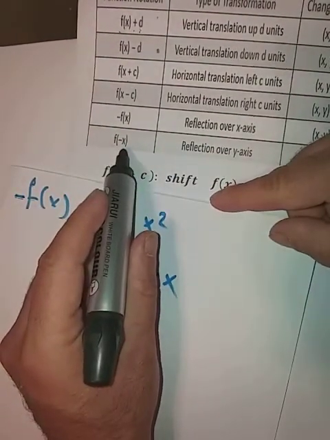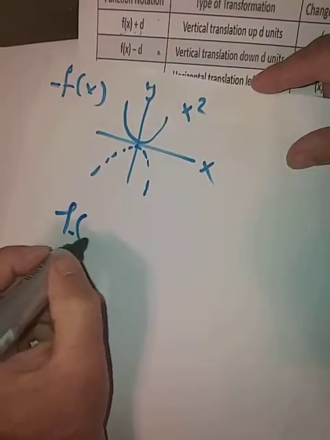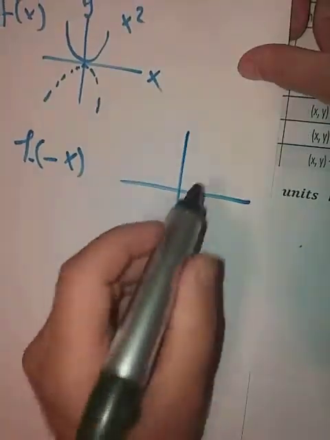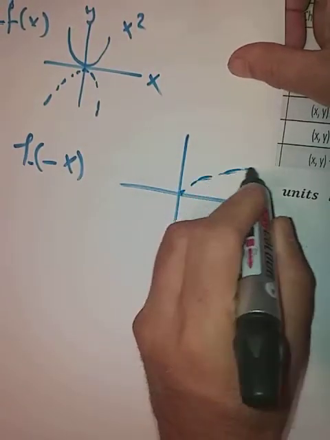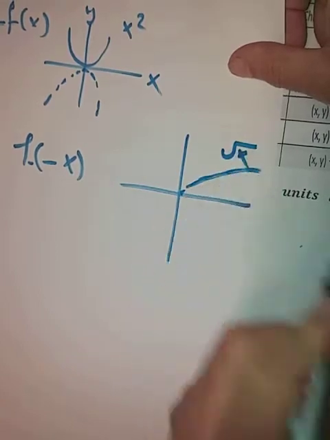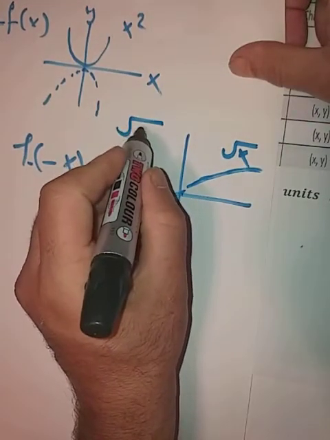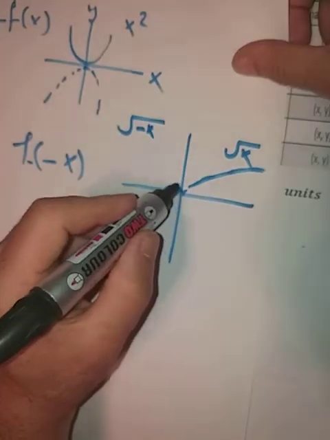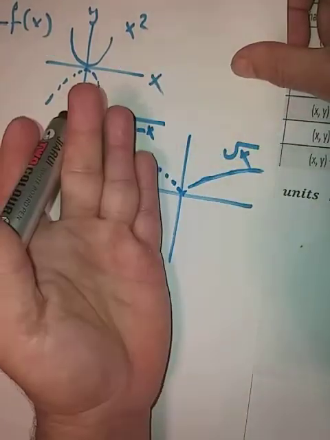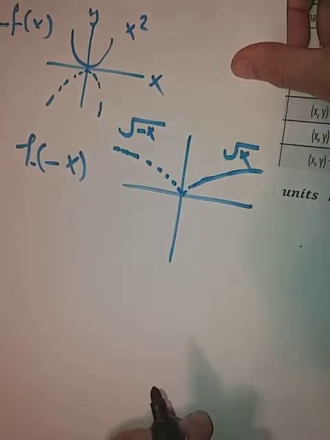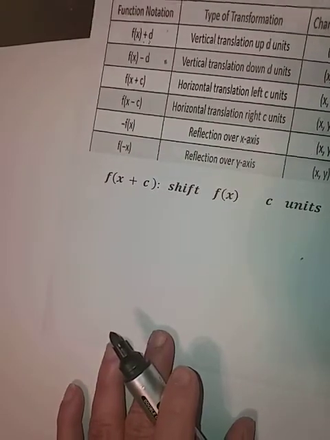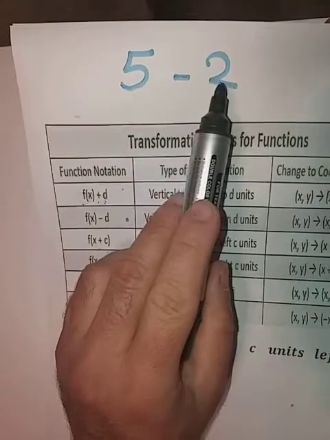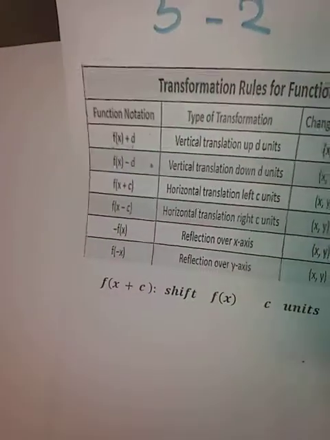And if the minus is inside the bracket, then we reflect about the y-axis. Example, if you have the radical, this is square root of x, the graph of minus radical x is this one. Reflect about the y-axis. This is what we need in chapter 5 section 2. Only this one, please. Okay, let me start with some examples.